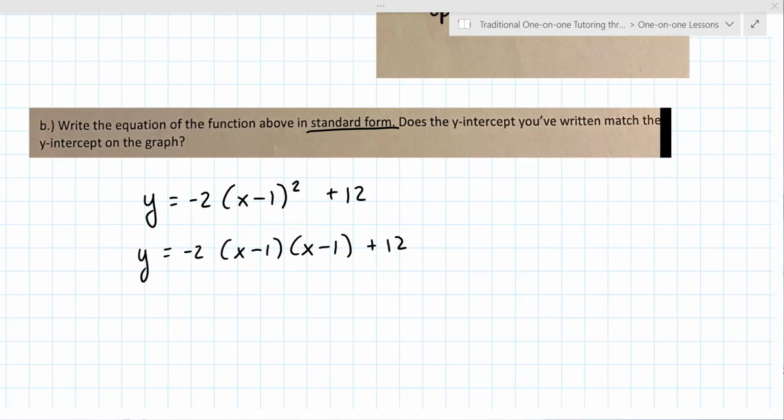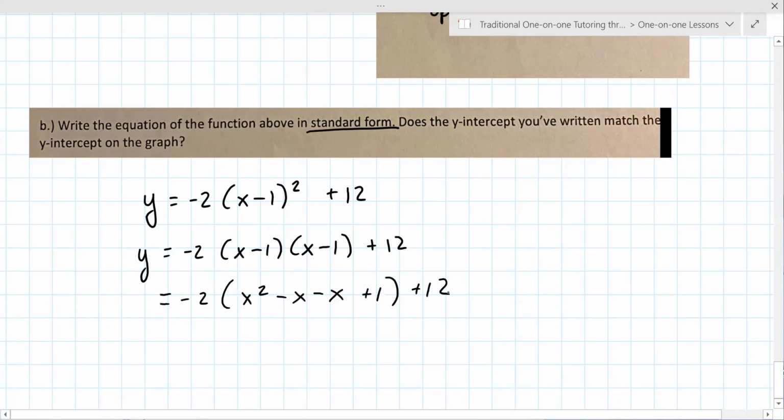Okay, got it down. All right. Does the y-intercept you've written match the y-intercept on the graph? We're not done with this yet. We have to actually multiply. So we're going to expand the binomial here. We're going to FOIL. So you get x squared minus x minus x plus 1, plus 12.